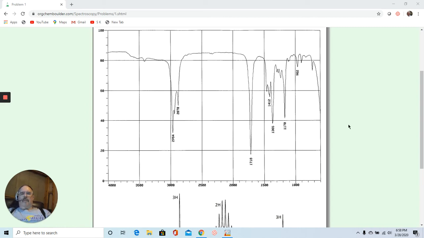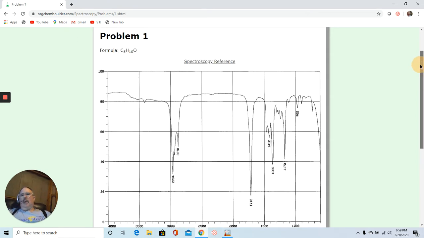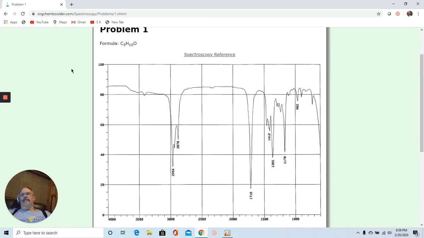Hello. For the lab exercise, I thought that before I assign spectroscopy problems to you, I would work through some example problems.